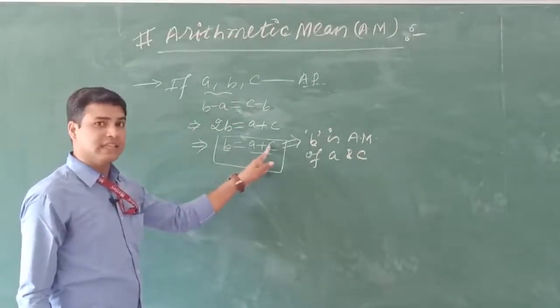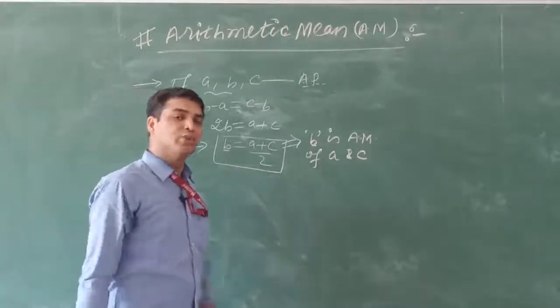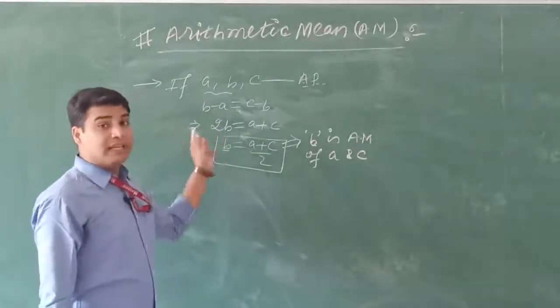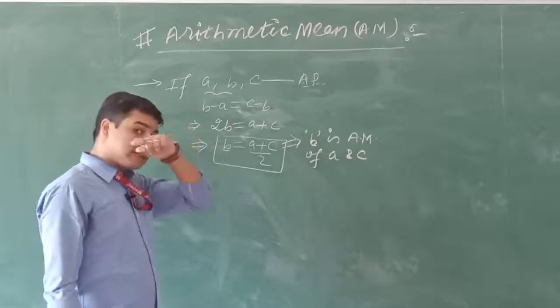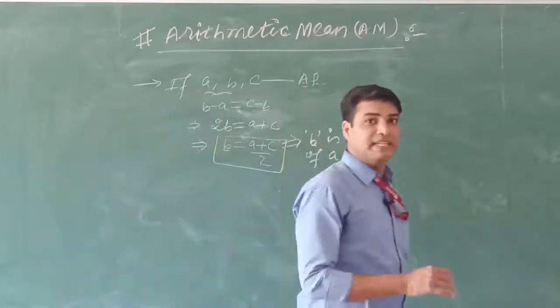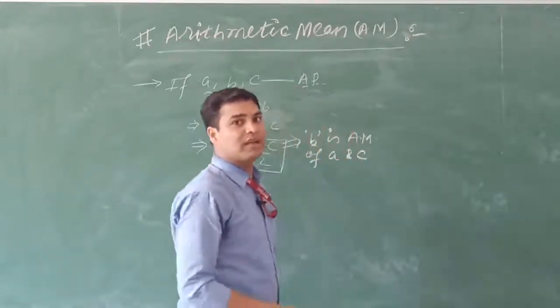If 4 terms are there, A, B, C, D, so we can say that B and C are the arithmetic means of A and D. If 5 terms are there, then we can say B, C, D are the arithmetic means of A and E.